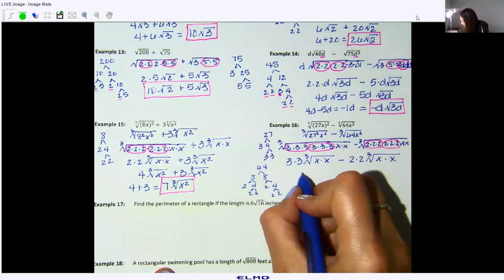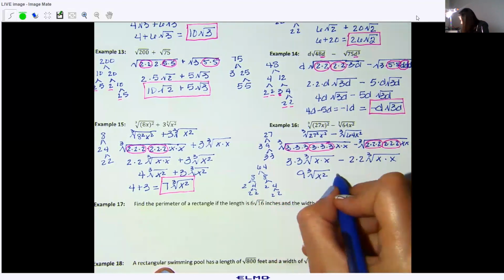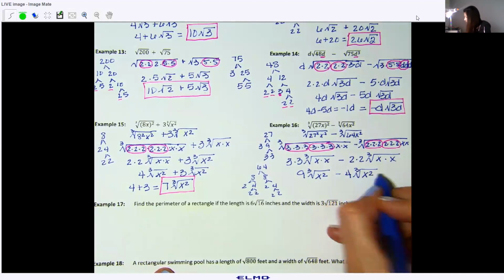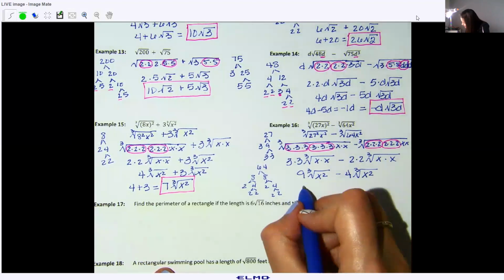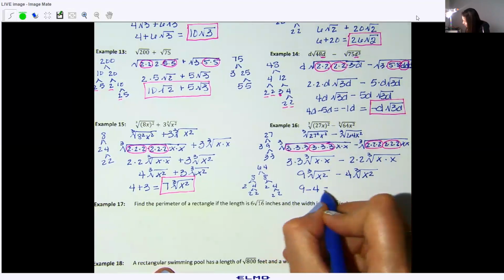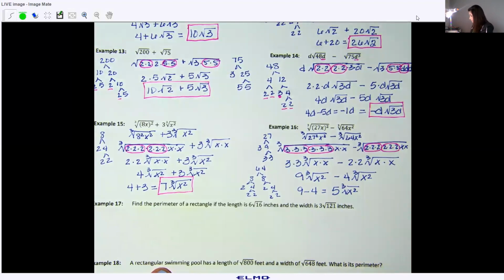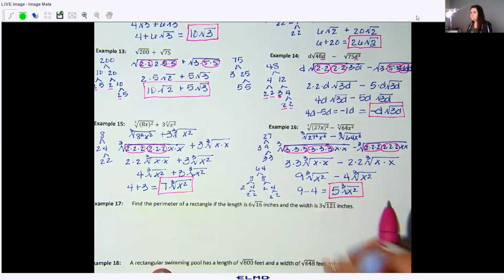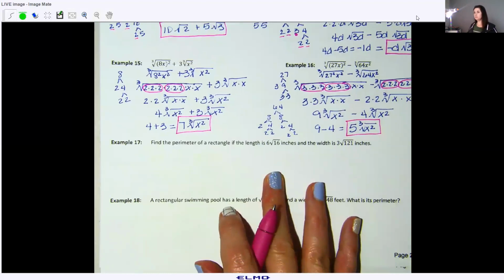And simplifying that, I have 9 cubed root of x squared minus 4 cubed root of x squared. They have the same like radicals and like indexes, so I can just subtract. And we end up with 5 cubed root of x squared. Okay. All right, 2 final problems here.